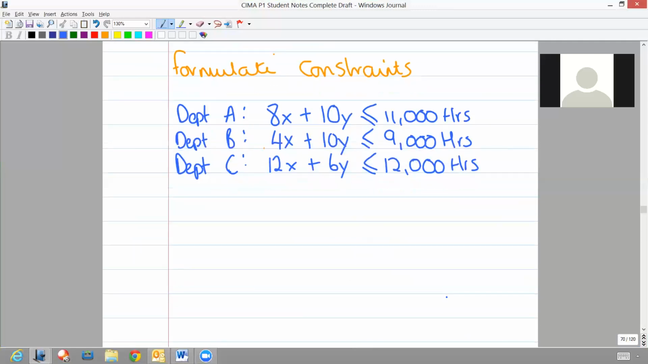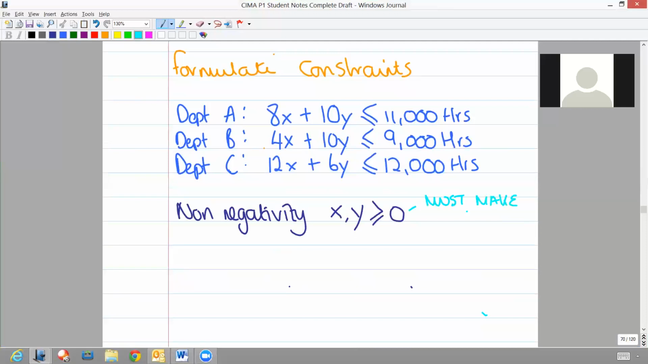The only other thing we need to be mindful of is, at this point here, we need to state that there is also a non-negativity constraint. And that is your other constraint. That means that both x and y must be greater than or equal to 0. So this means that you must make at least 0, which means you can't make a negative product.